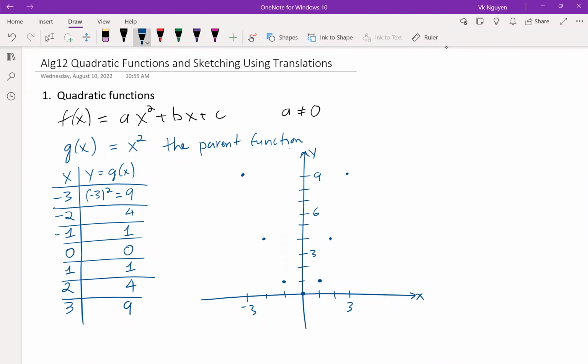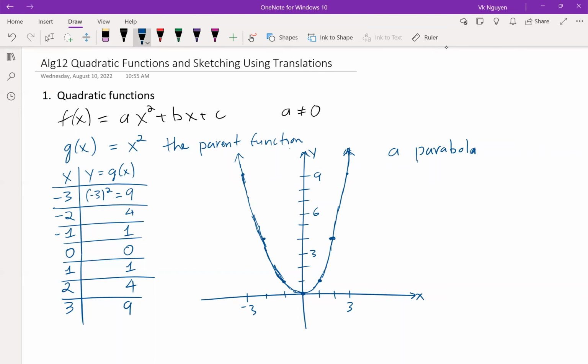We can connect these points in a smooth curve. And this smooth curve here is the graph of the parent function, g(x) = x squared. The shape of this curve is a parabola.